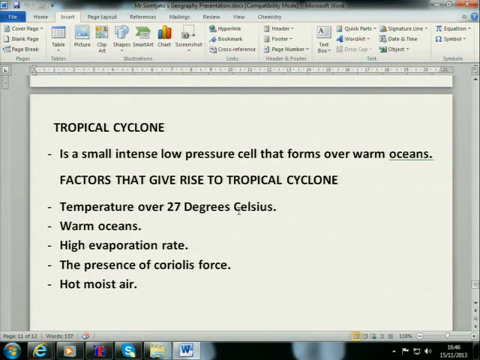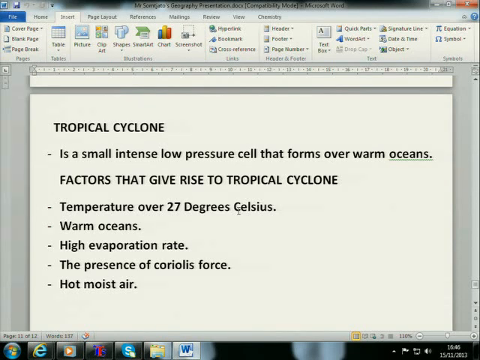Dear learners, remember why they don't develop at the equator: because there is no Coriolis force at the equator. The Coriolis force at the equator is zero. That is why they cannot develop there. They need the presence of the Coriolis force, hence they develop between 5 and 30. They also need hot, moist, and stable air.